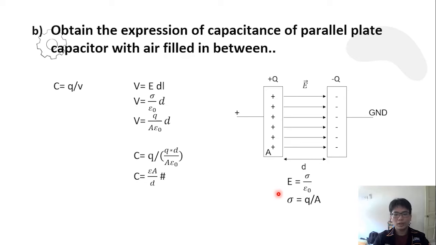Then what is sigma? Surface charge area density is charge over the area. So we substitute into this equation here. Then you substitute this V into this, so you get this equation over here. Then you do the math also. Charge cancels out, and in the end you get this equation.